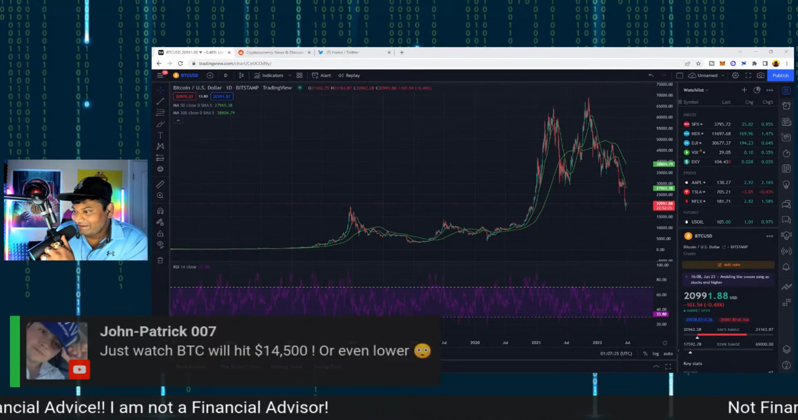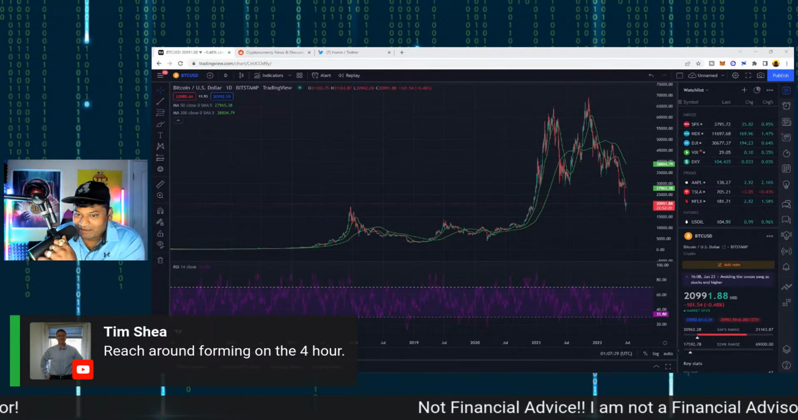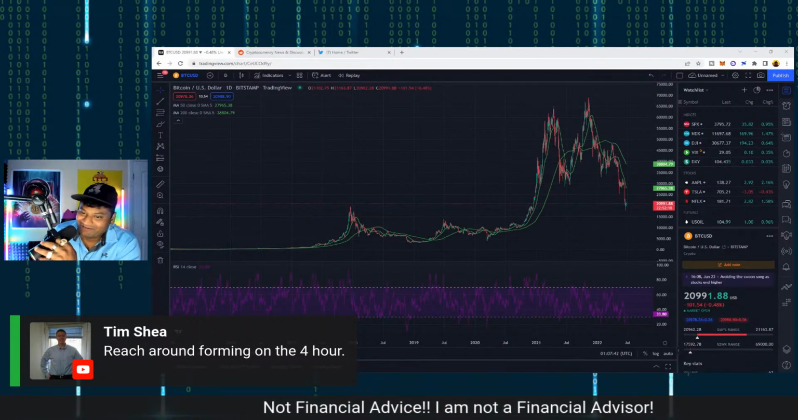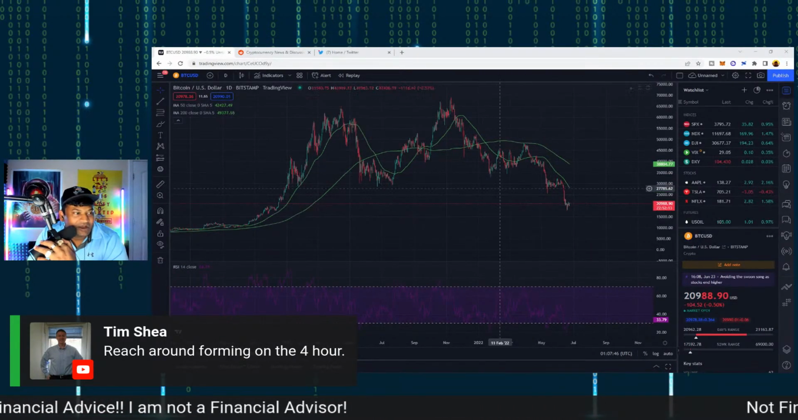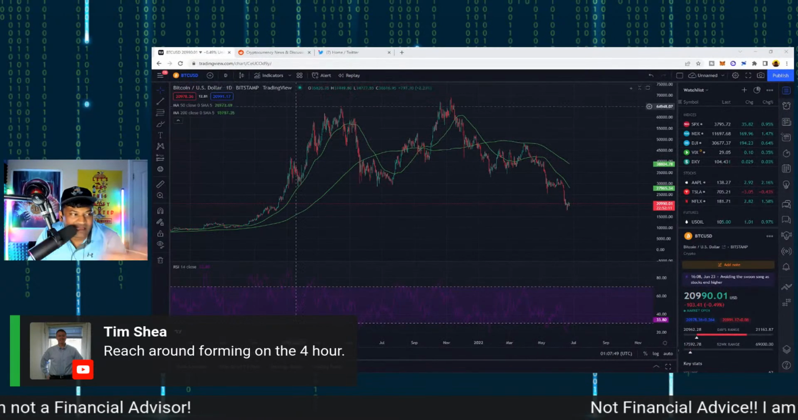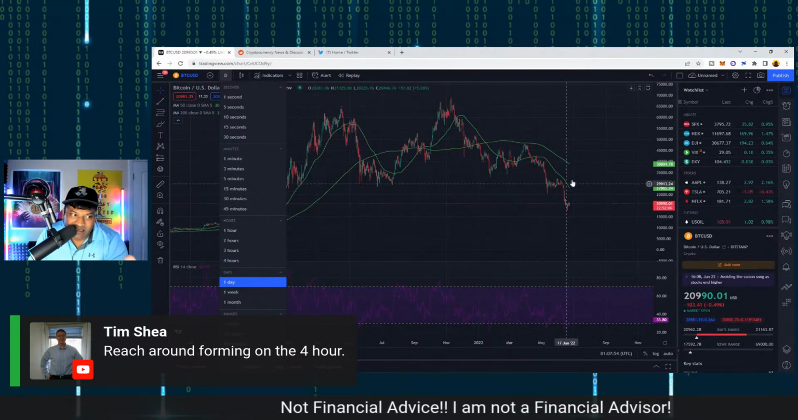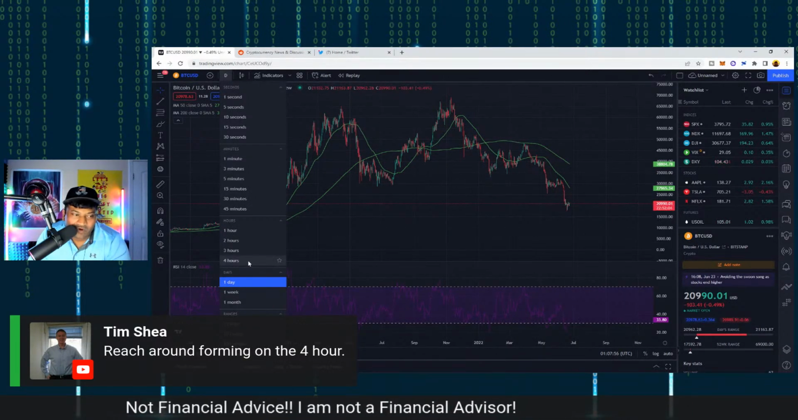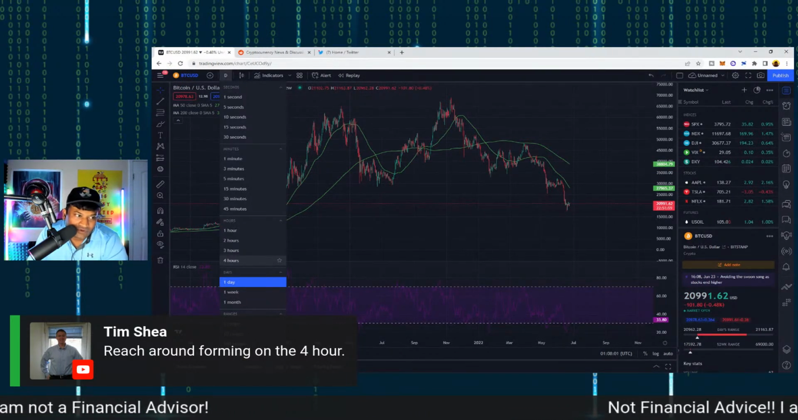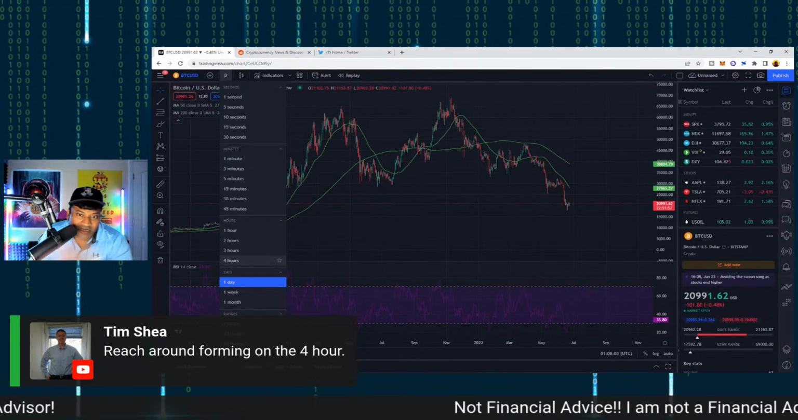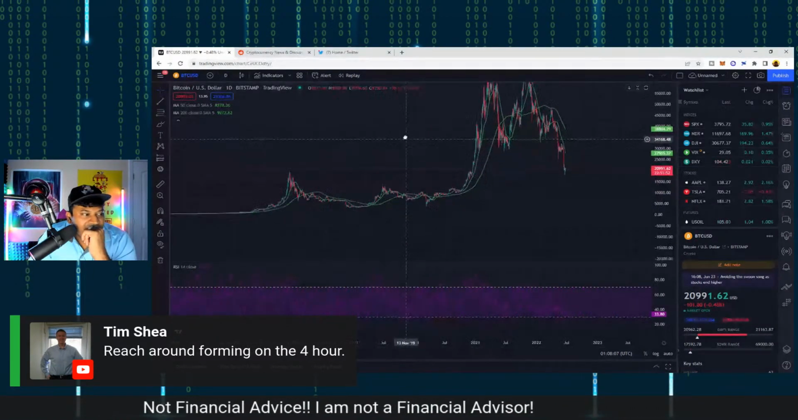Beautiful. Reach around forming on the four. Wait, what? Reach around forming on 4 hour? But I don't trust the 4 hour on MA, right? Because with moving averages or any type of indicators, if you're looking at the day, you're really predicting the candles for the next 2 days. If you're looking at the 4 hour, it's the next 8 hours. The 3 hour, the next 6 hours. So you really have to see what you're trading for, you know? So very fun lesson.